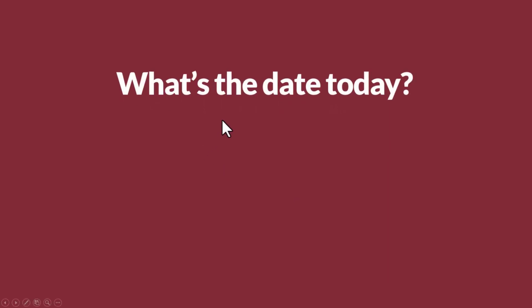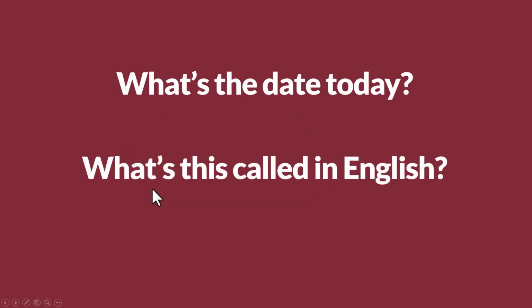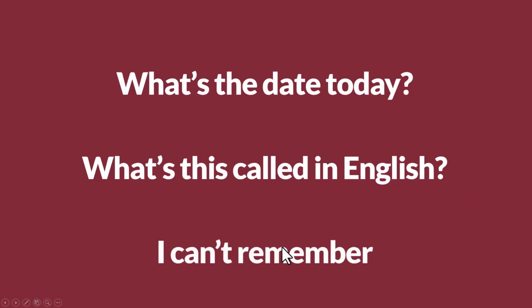What's the date today? For example, it's, let's say, January the 2nd or January 2nd, okay? Or you can say it's Thursday, it's Tuesday. What's this called in English? I can't remember.